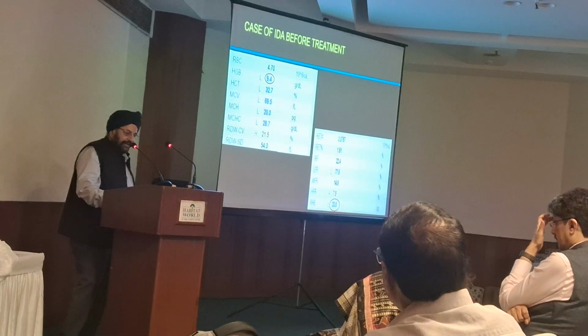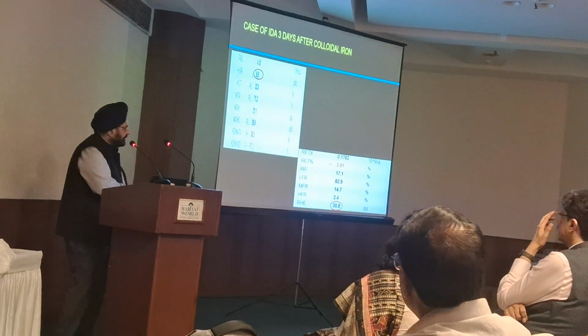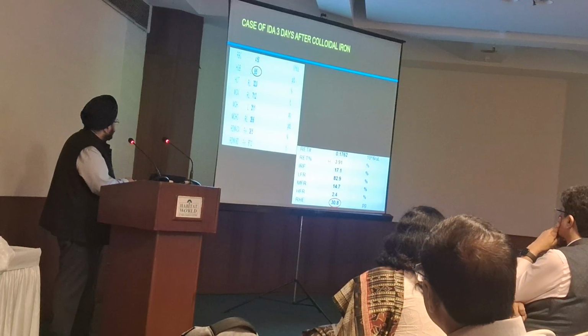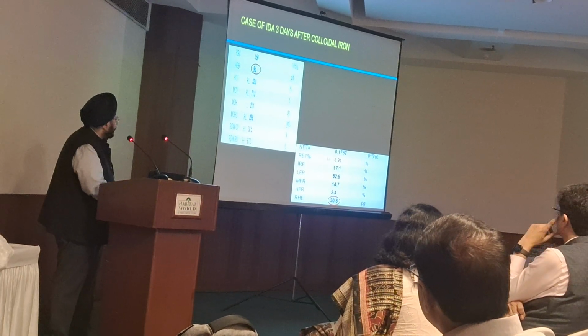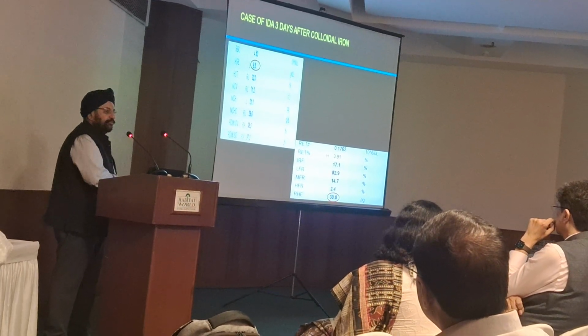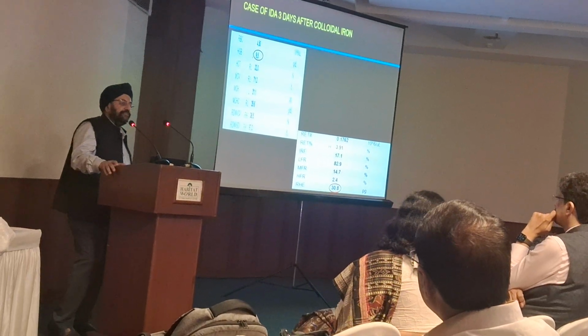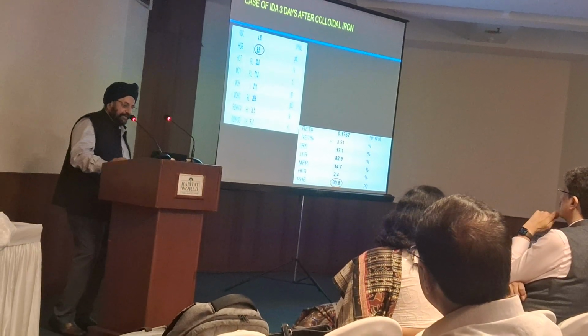This patient got colloidal iron, and this is 3 days later. Hemoglobin hasn't moved much up, 9.4 to 9.5. MCV is also thereabouts. Look at the red hemoglobin. From 23 it's jumped to 30.8. So it will be a dramatic shift in red hemoglobin within 72 hours of IV iron therapy.